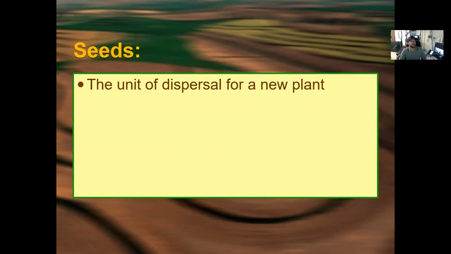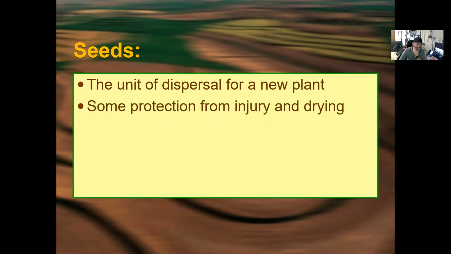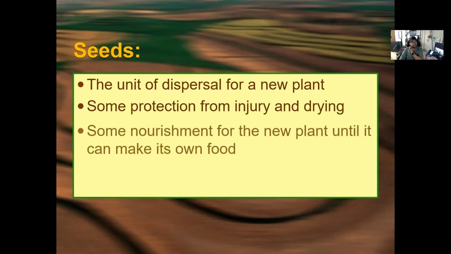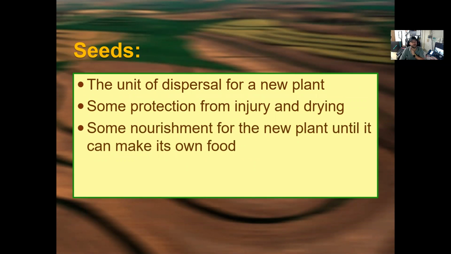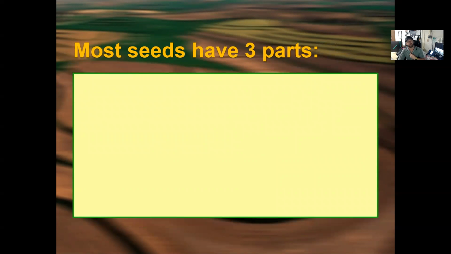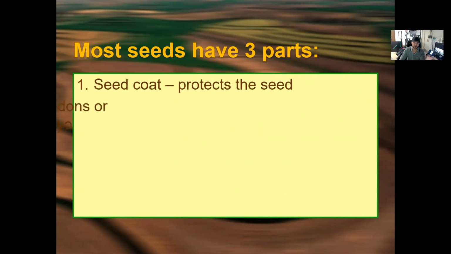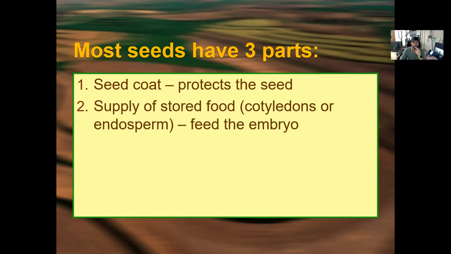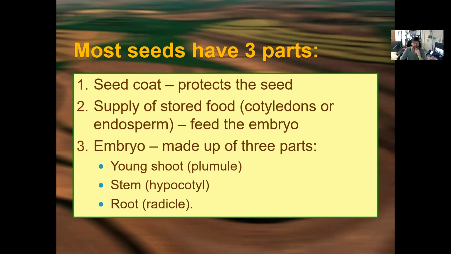Moving into seeds: the seed is the unit of dispersal for a new plant. It provides some protection from injury and drying, some nourishment for the new plant until it can make its own food, and it is a living organism in a dormant or inactive state. Most seeds have three parts. You have a seed coat, which protects the seed; a supply of stored food, cotyledons and endosperm, which feed the embryo; and then the embryo itself, which is made of three parts. They include a young shoot, which is the plumule, the stem, the hypocotyl, and the root, which is the radicle.